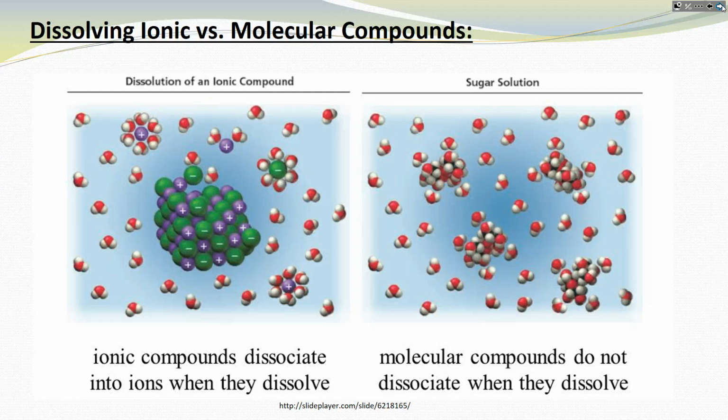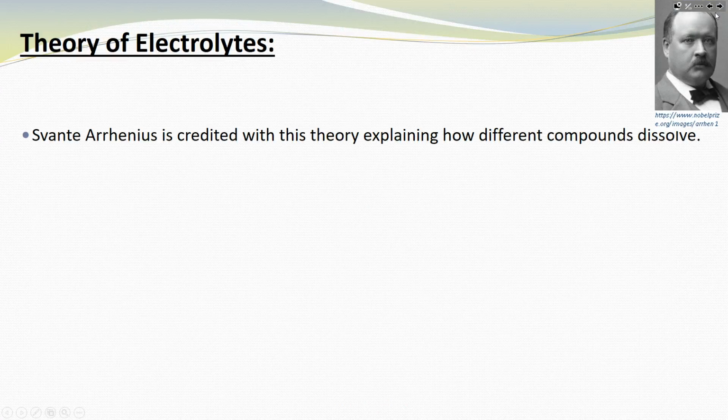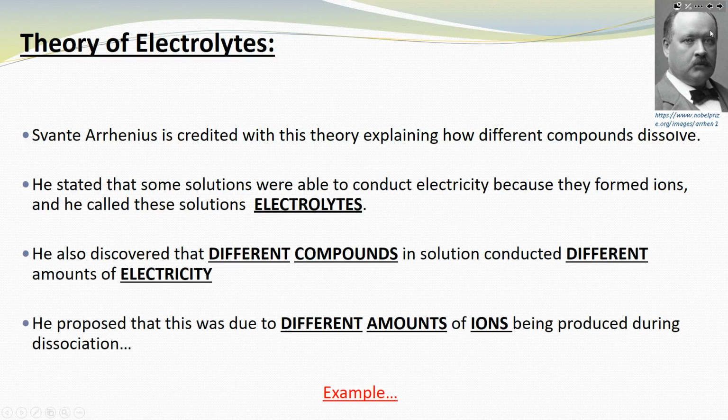Which brings us to a gentleman by the name of Svante Arrhenius, who is credited with the theory of electrolytes. Basically, he said that this idea explains how different compounds dissolve. Some solutions were able to conduct electricity because they form ions, and some do not because they don't form ions. He also figured out that certain substances can form different amounts of ions. Some completely dissociate, where every molecule breaks apart into ions, and some don't. That gives you different levels of conductivity. In other words, some are strong electrolytes and some are weak electrolytes, and we'll get into that a little bit more.